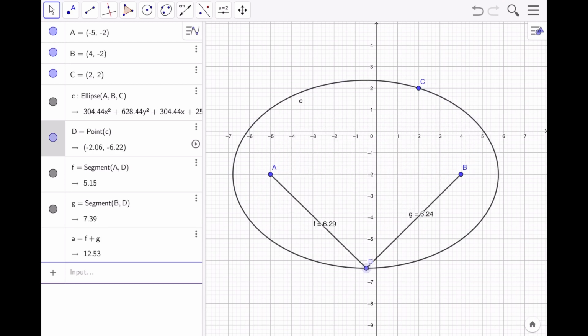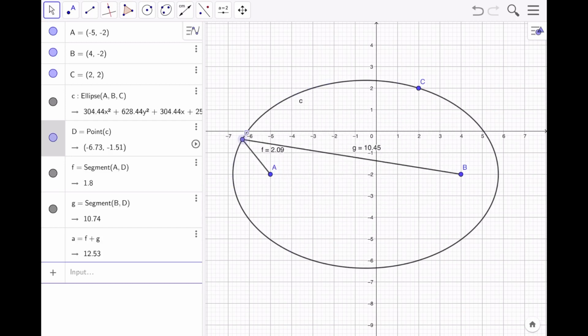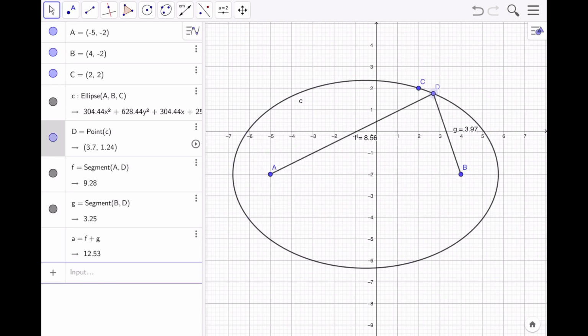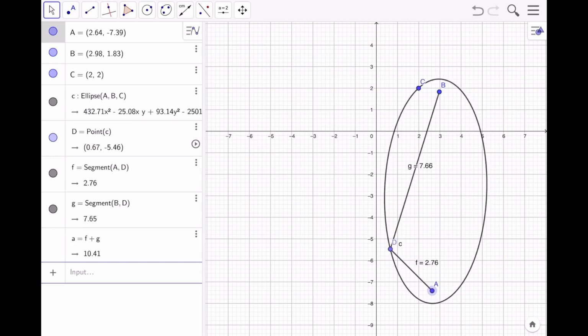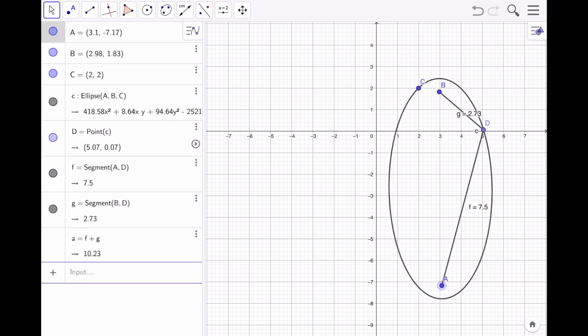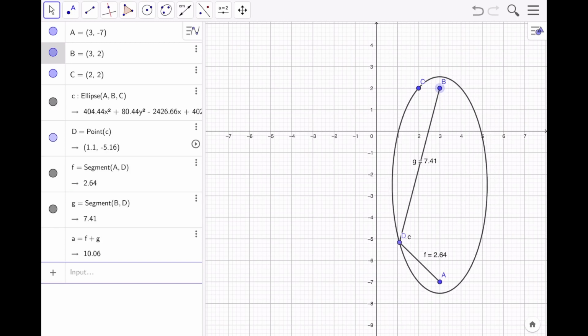It's 12.53 regardless. So this is what is special about the ellipse: the distance from the focus to a point on the ellipse, and then from the other focus to that same point, if I add up those two distances, it is going to be a constant. It's going to be the same all the way around. I can make it be a vertical ellipse, which we'll be seeing. Let me move the focus, let it snap into place. There you go. And so here, as we move this around, 10.06, it's the same.